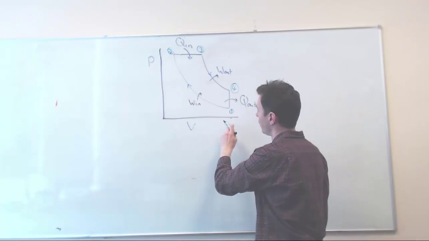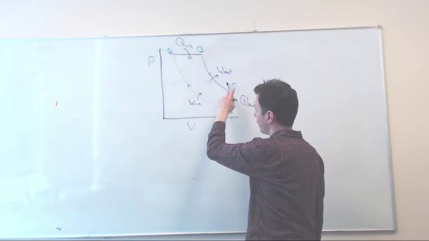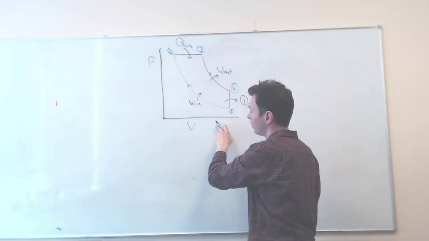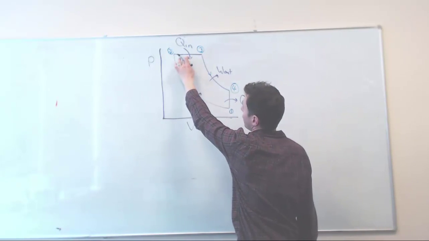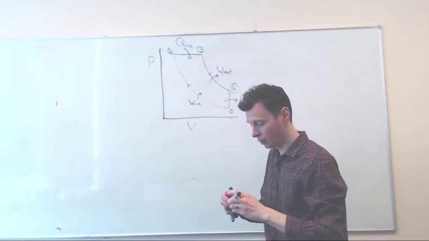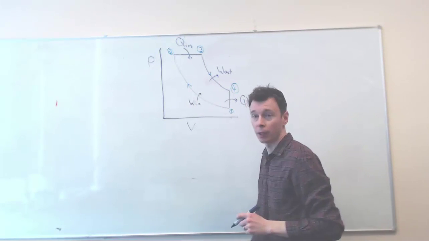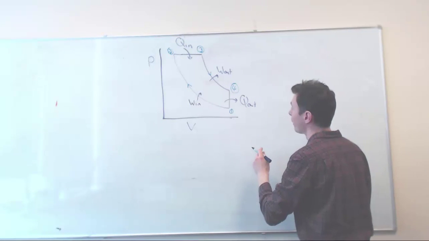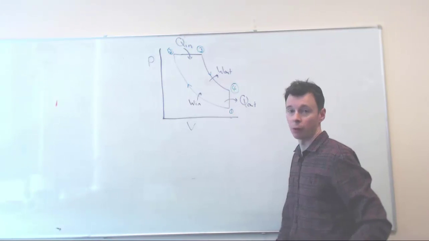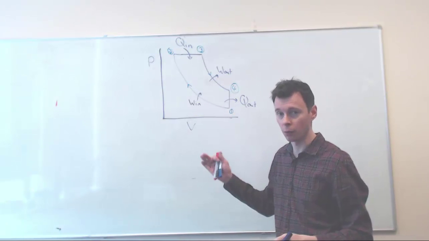Okay. So we've got an isochoric heat out, and an isobaric heat in. Okay. Right, so we look at the heat processes. From 1 to 2 and 3 to 4, there's no heat transfer. These are work processes.